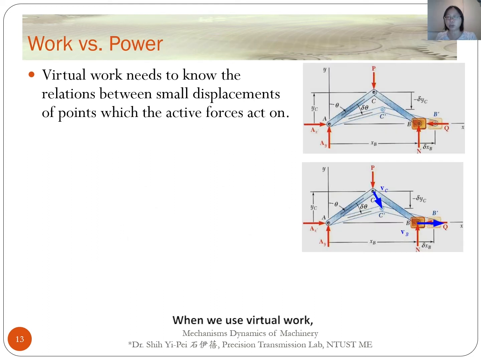When we use virtual work, we need to know the relationship between small displacements of the points where external forces act. In this case, delta SB and delta YC. Sometimes it is not easy to figure out their relationship.